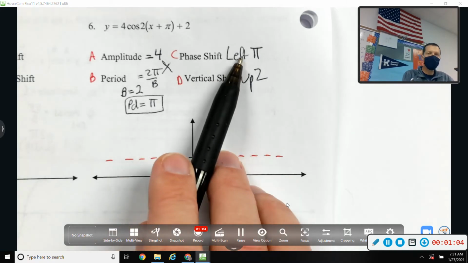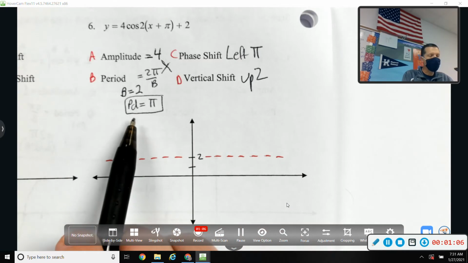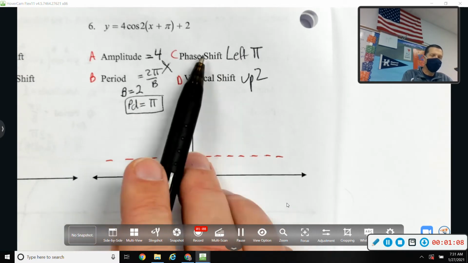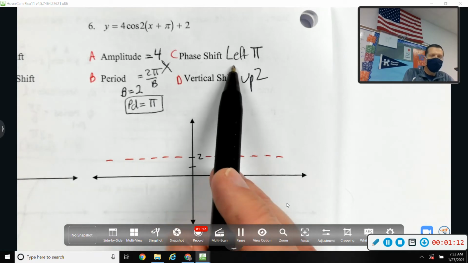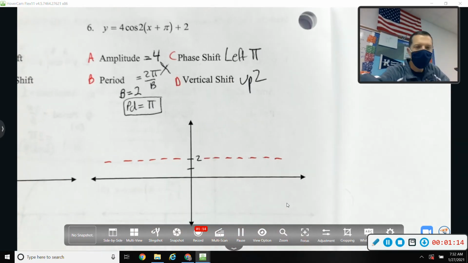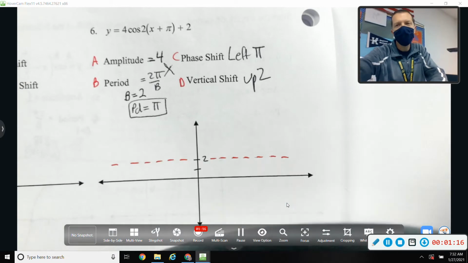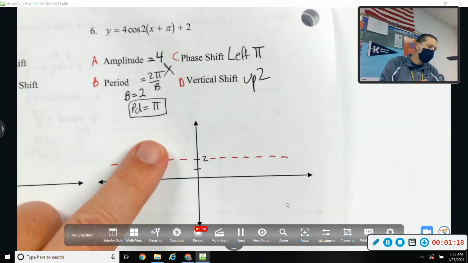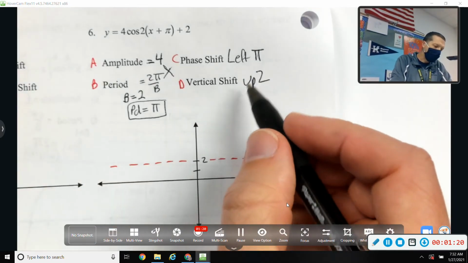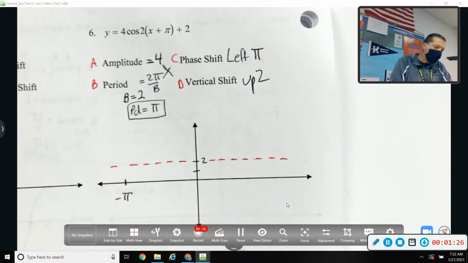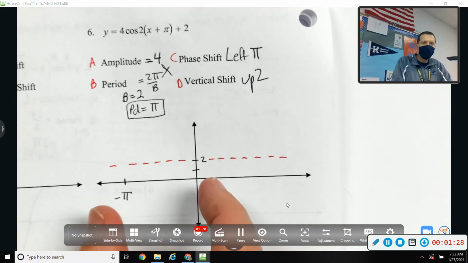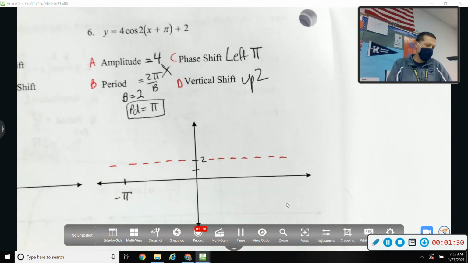Phase shift is left pi, and the period is pi. That's a good combination. But because the period's pi, usually we're thinking the phase shift, we shouldn't shift very far because we want to leave room for everything. But since the period is pi and the phase shift is pi, I want to come over a pretty good amount because I'm going to need to fit all of the graph in between negative pi and 0.